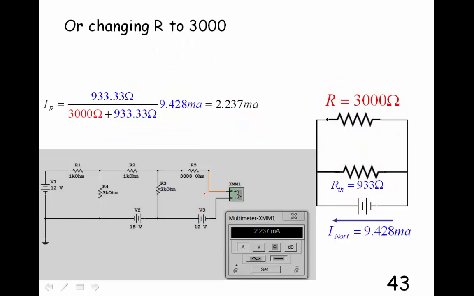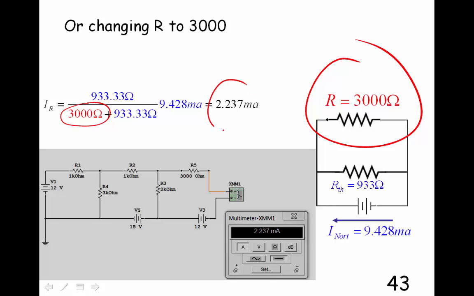I changed the resistance just to show you how useful this is. I changed it to 3,000 ohms. All I had to do is change one term in my current divider equation, and I got the new current through this element. And once again, this is simulating that big, huge circuit. Now that we have Norton's current, we don't have to go through all those simultaneous equations like we did last week.